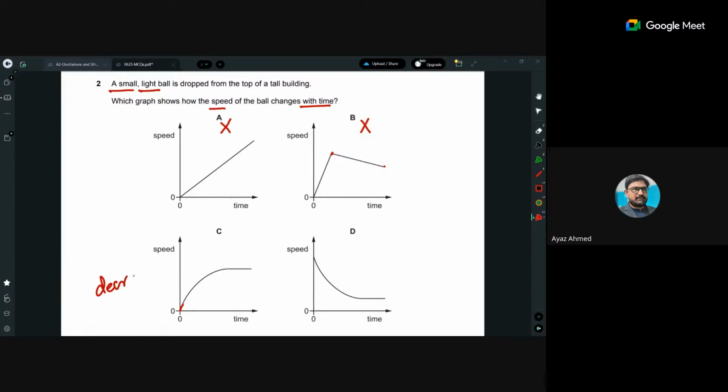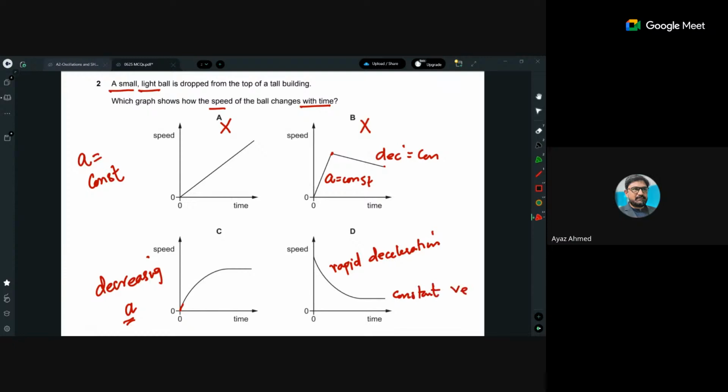Okay, here I will write it down. It has decreasing acceleration. In that one, acceleration is constant, and in the first, acceleration is constant and then deceleration is constant. So in the last part, it is deceleration. First it is rapid deceleration, and then constant velocity. Rapid deceleration, then constant velocity, and here decreasing acceleration, and finally velocity is constant.